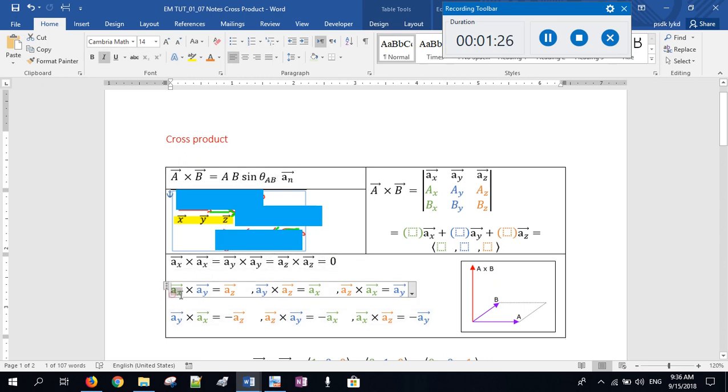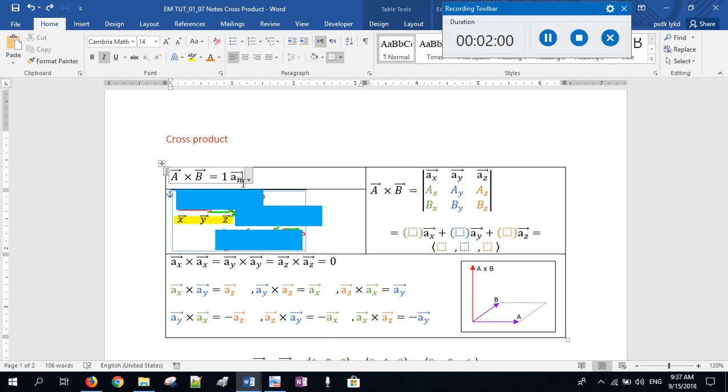But if we take AX cross AY, it will give us AZ. AX has magnitude of 1, AY has magnitude of 1. Sine theta, the angle between them is 90, so sine 90 is 1. The magnitude is 1. A vector perpendicular to both AX and AY is AZ, but also it can be minus AZ.